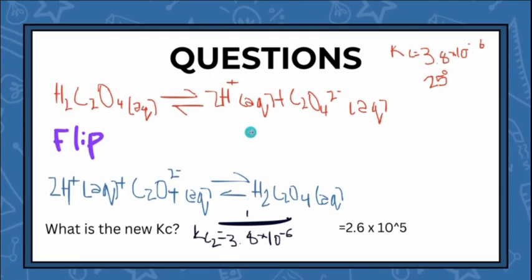Let's do another question. Here we have an equation. We have oxalic acid turning into 2 H plus ions and an oxalate anion. The equilibrium constant will change based on how we write the balanced equation. For example, if we flipped it like we did in the blue, to find a new Kc, we would first have to take the inverse of the first equilibrium constant. That would be 3.8 times 10 to the negative 6. When calculating this, it will give you 2.6 times 10 to the 5th.